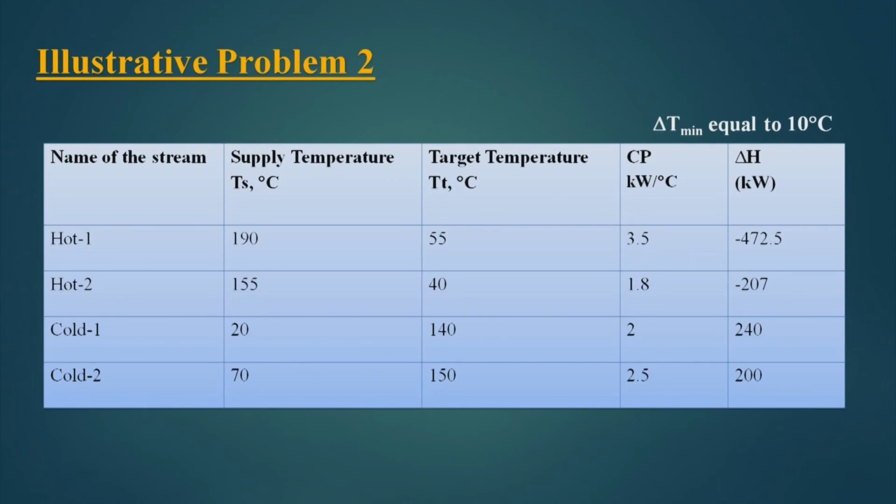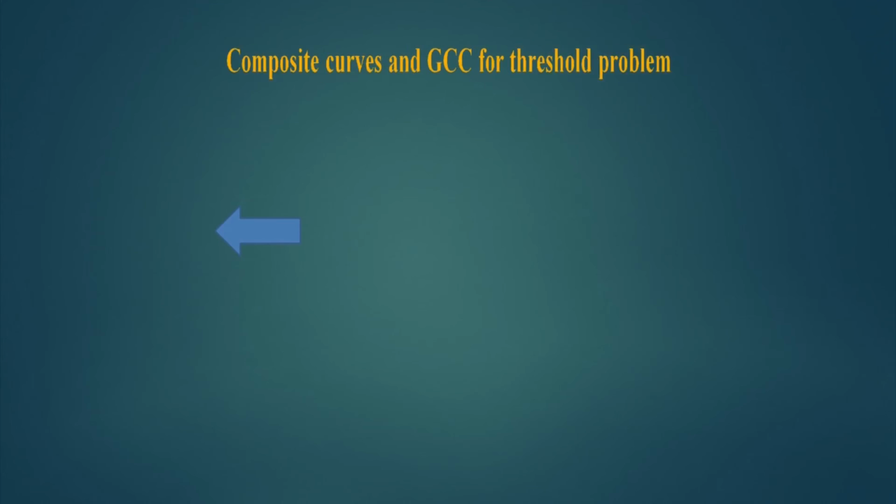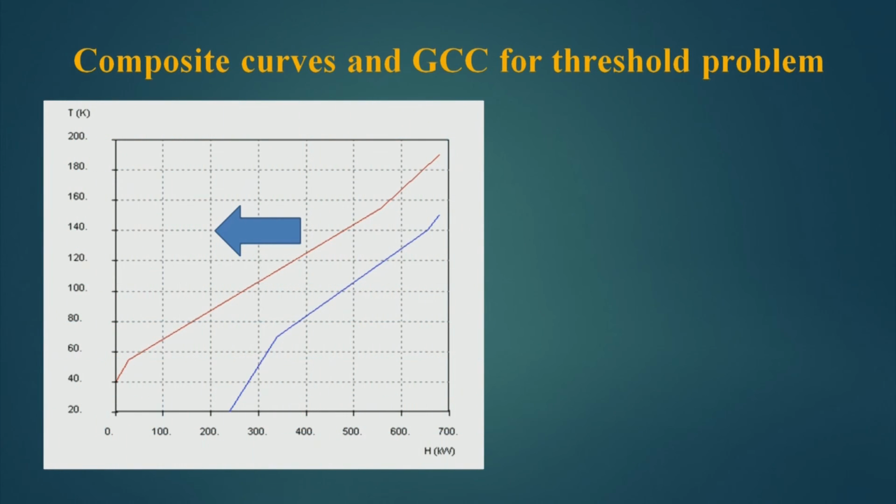So, this is our problem where there are two hot streams and two cold streams. Delta T minimum is 10 degree centigrade, and the composite curve for this is this. That means, this is the non utility end where hot utility requirement is 0, but there is some cold utility requirement here.